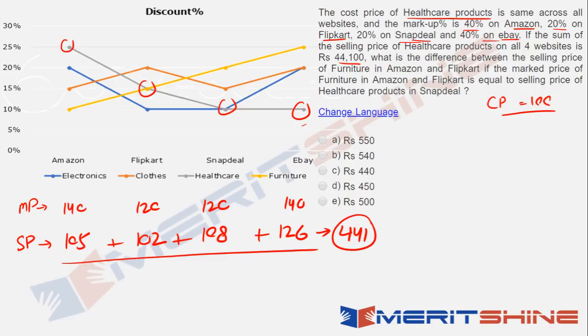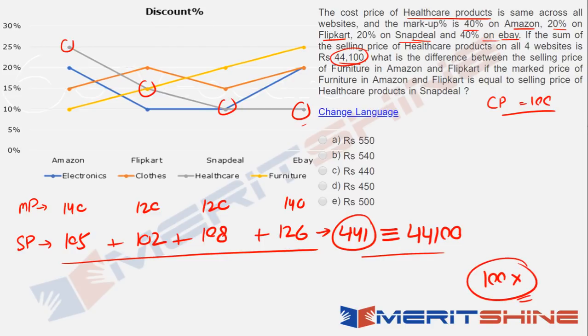Now this is 441, but what is the actual sum? 44,100. Again, the way we have been doing all these questions, this is the number 44,100. So what is the multiplying factor? Again 100x. So everything is to be multiplied with 100 to get to the actual values. Not too difficult. Now look at the condition.